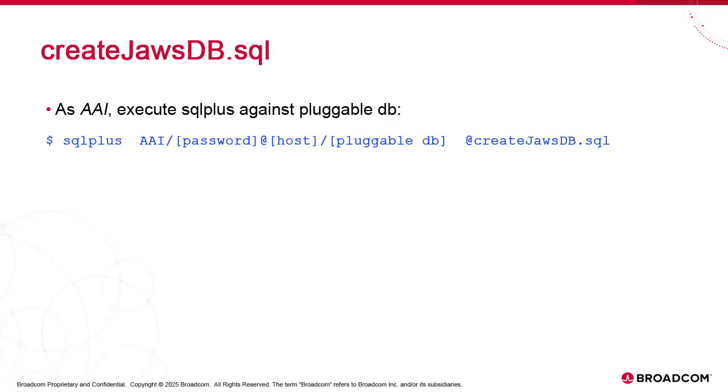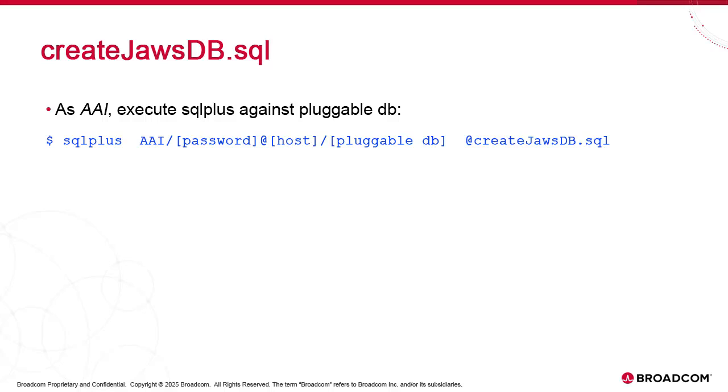We have table spaces, now it's time to deploy the data structures. For this, we have the createJAWSDB.sql script. JAWS was the name of the product before it was renamed AAI. We're running another SQL+ command. The user is AAI using the password we entered in the wizard in the createdevices script. The rest of the structure is the same.